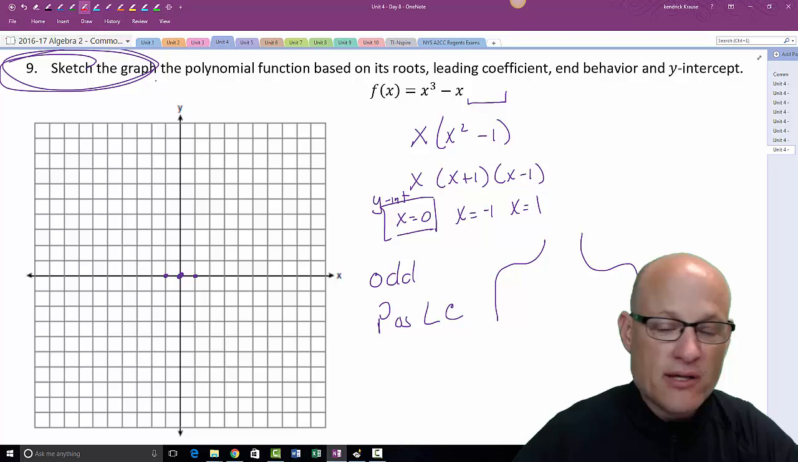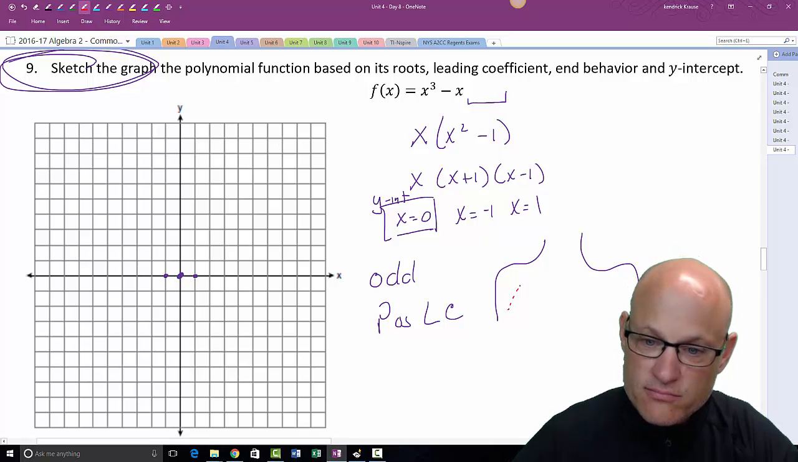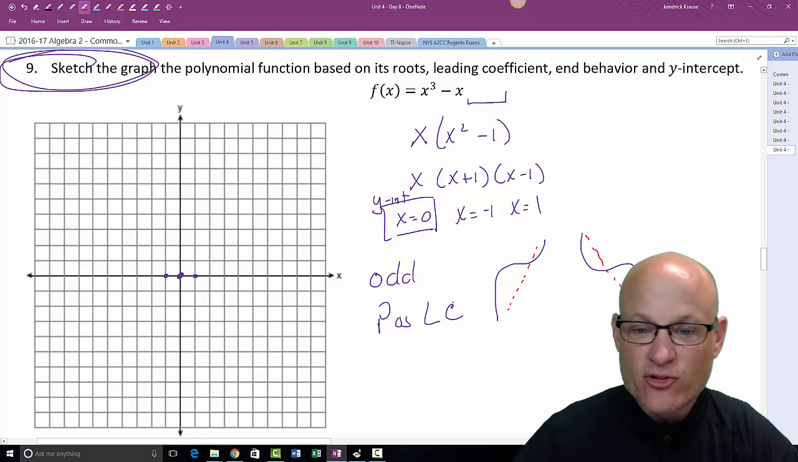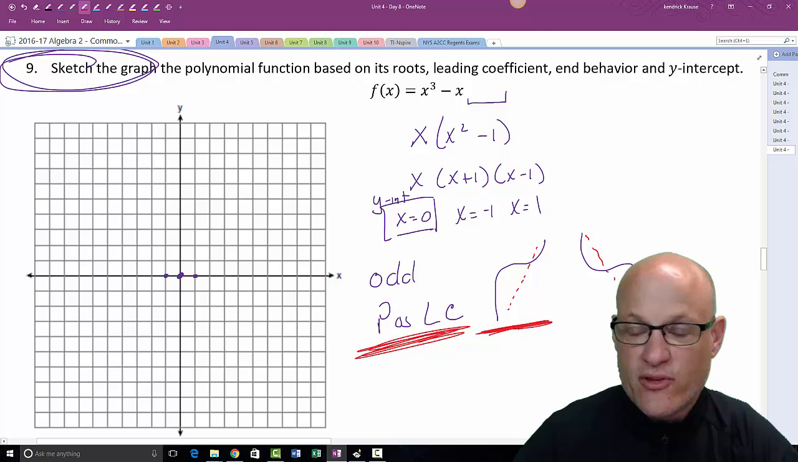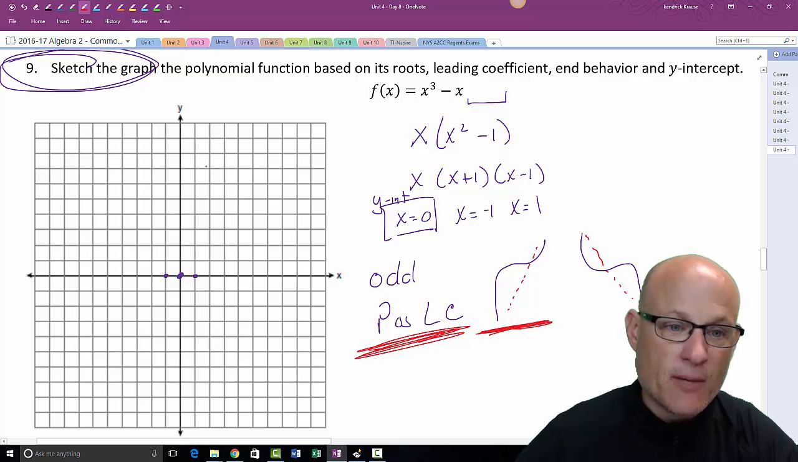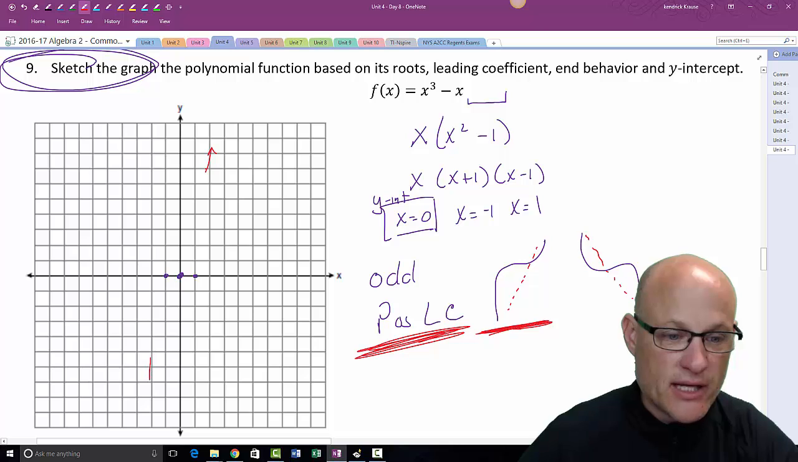Now, remember, if I connect the arrows and that's positive, or if I connect the arrows and that's negative, that tells you about your leading coefficient. I have a leading coefficient that's positive, so I know it's going to do this behavior. I know to the right here, it's going to go up. So I'm going to just put an up arrow here. And I know to the left here, it's going to go down.